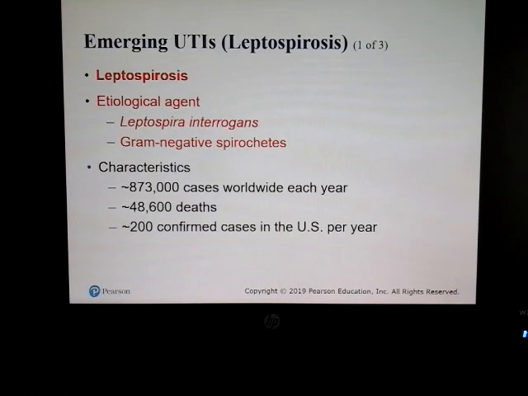Now, a very interesting microbe out there, guys, is called Leptospira interrogans. So please know Leptospira interrogans causes leptospirosis. This microbe is a gram-negative spirochete, so it's a spiral-shaped bacteria. It can infect 800 plus people worldwide. There's about 48,000 deaths per year. And in the U.S., there's maybe 200 cases that we see of this every year.